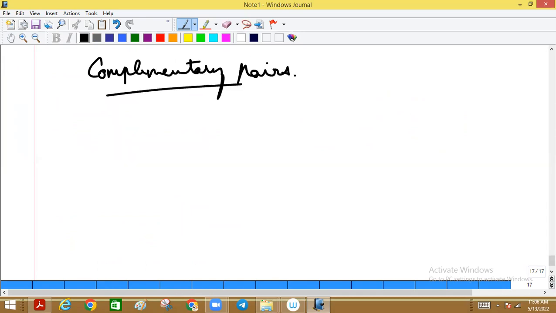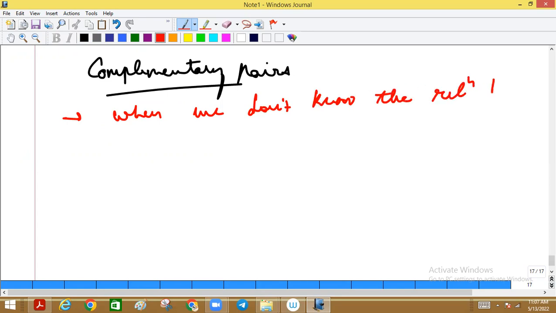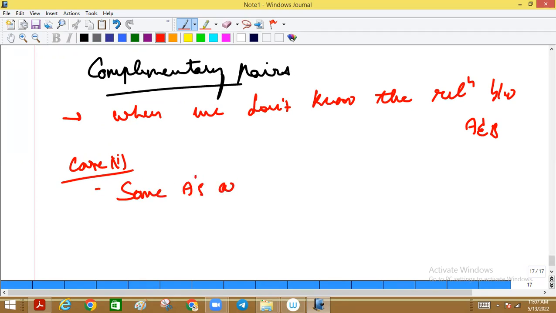Complementary pairs. What's the meaning of a complementary pair? Write down: when we don't know the relation between A and B, write down case 1. In case 1, you're saying that some A's are B's. In the same way, you're saying no A is B. These two are complementary pairs.